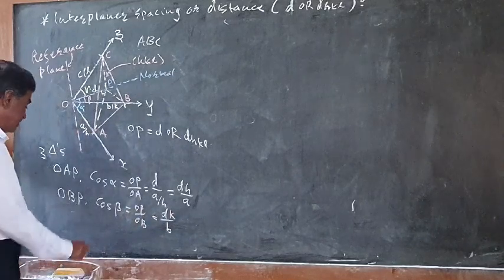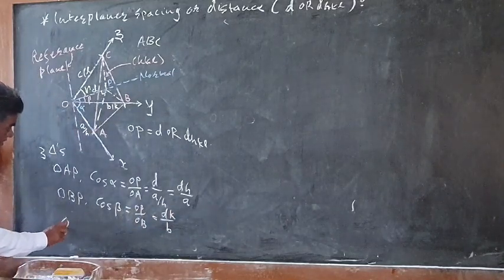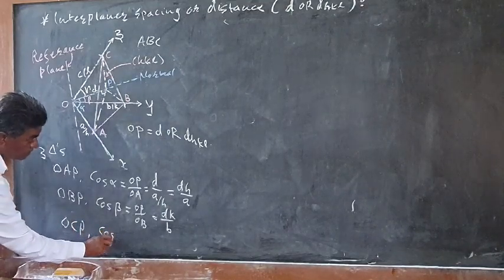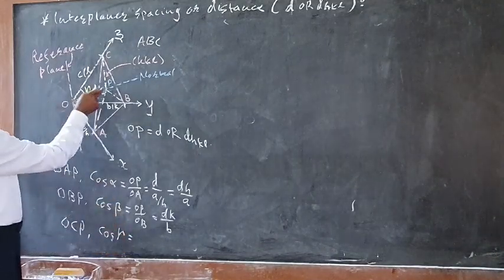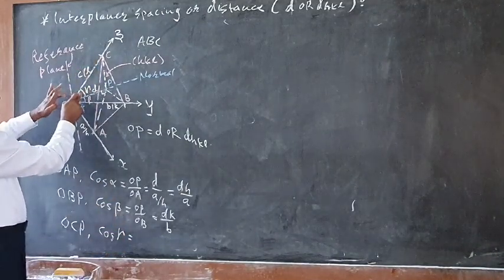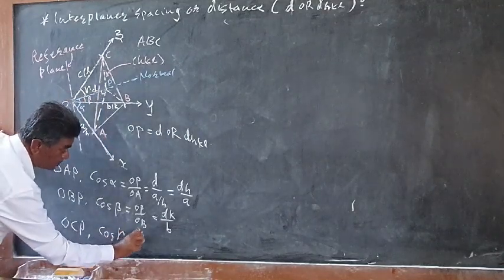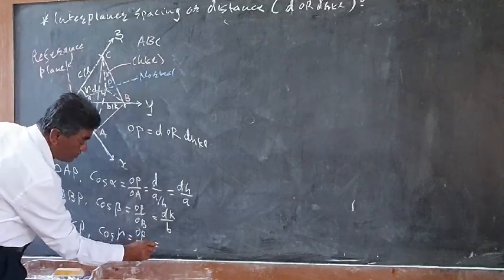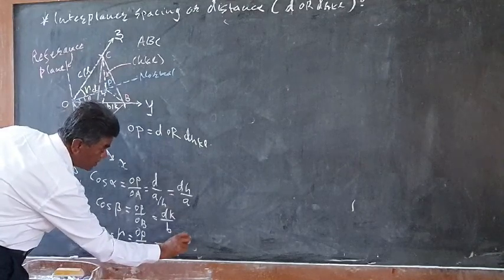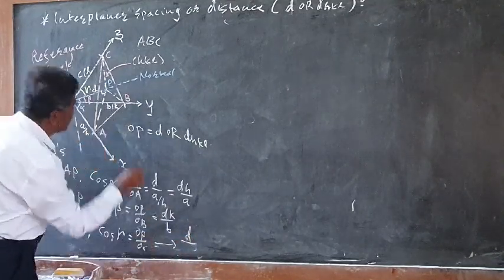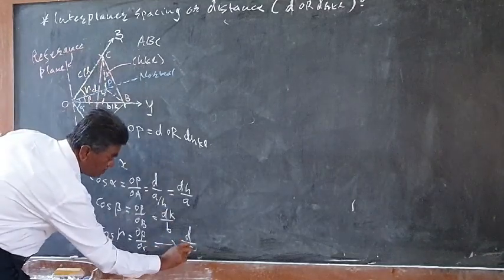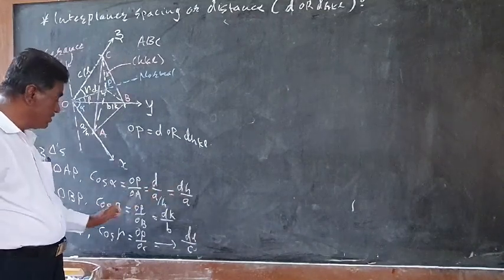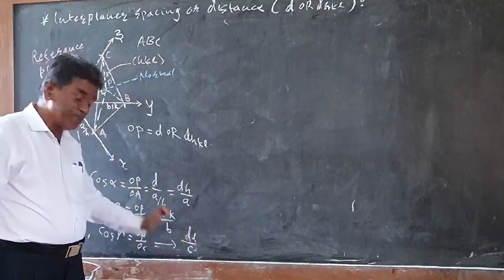So we are getting this. And lastly, from the right angle triangle OCP, cos gamma is equal to OP divided by OC. OP is nothing but B, and OC is nothing but C by L. So we are getting cos alpha is equal to DH by A, cos beta is equal to DK by B, cos gamma is equal to DL by C.